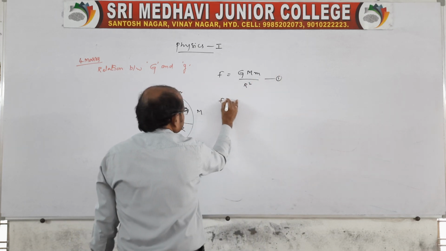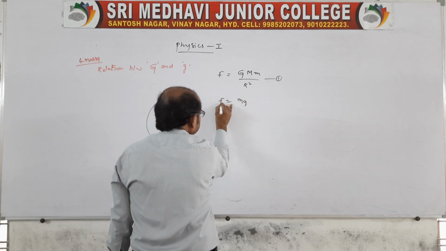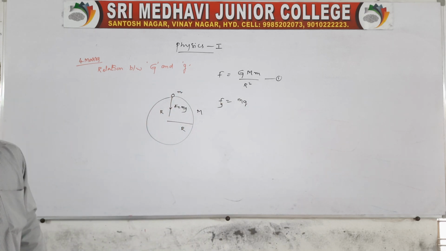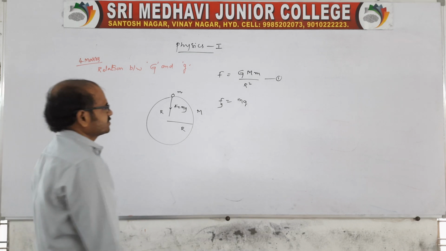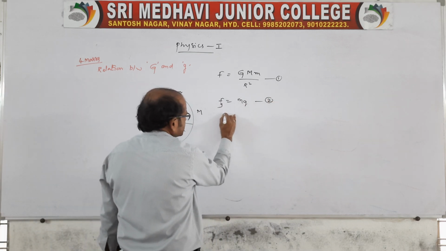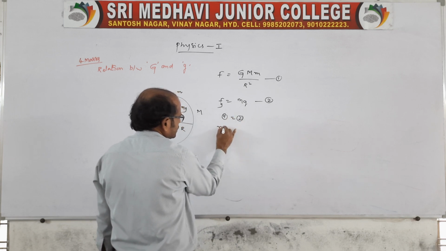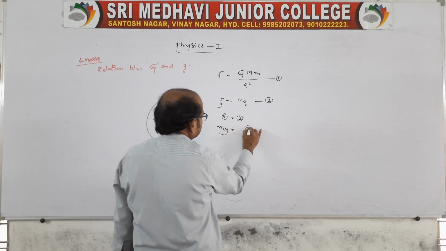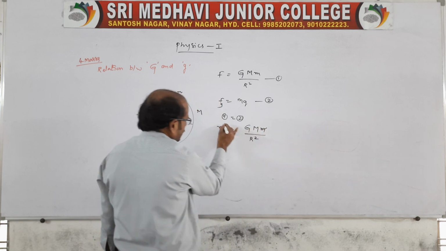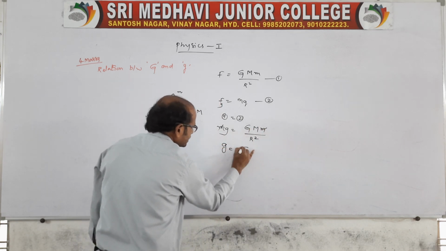And we know F is also equal to mg, which is the weight of the body acting towards the center of the Earth. Of course, these two are the forces, no? Then you equate them: 1 is equal to 2. So small mg is equal to capital G, capital M, small m by capital R square. Small m cancels. There is a relation like this.